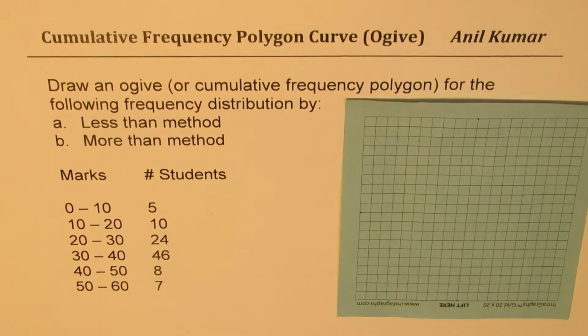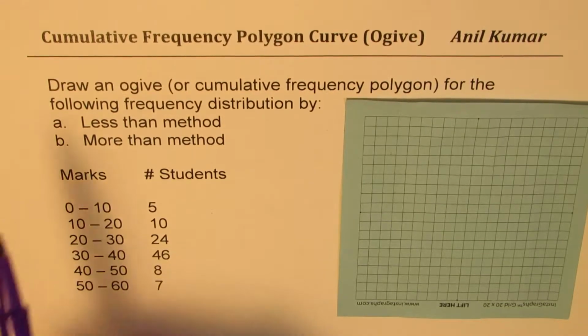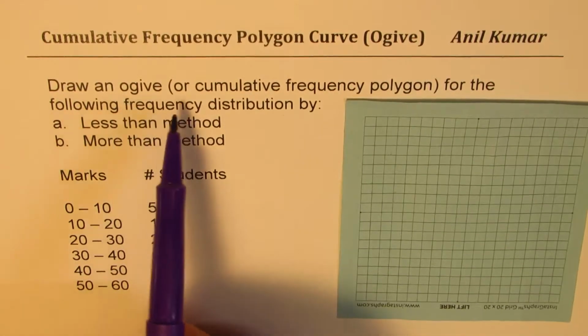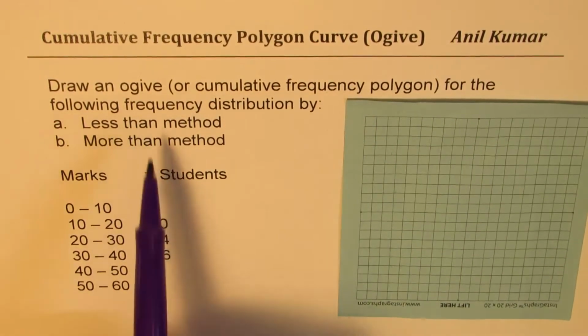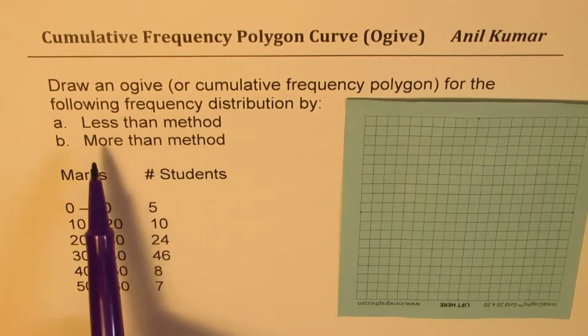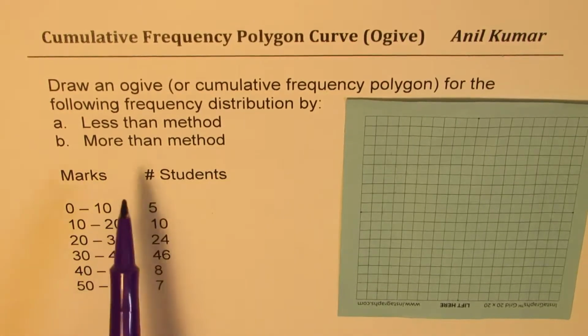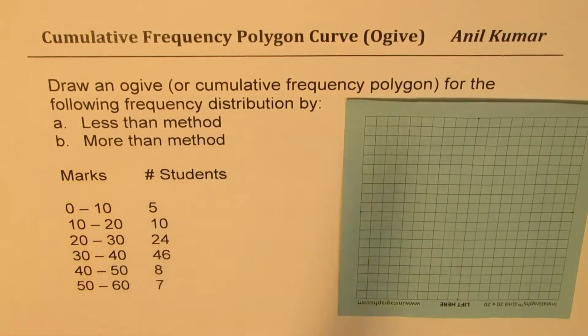Now let us discuss how to sketch Ogives, cumulative frequency polygon curves. We have taken up an example here. With the help of this example, we'll work out a few more details. We can also find mean and median for the group data. The question here is, draw an Ogive or cumulative frequency polygon for the following frequency distribution by the less than method and the more than method. So there are two methods by which you can sketch the Ogive, right? One is the less than method and the other one is the more than method. We'll use both in this particular video.